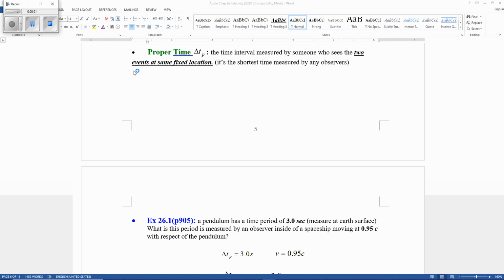Okay, we have a very quick review. Proper time, I use delta tP. The proper time is time measured by someone who sees the two events at the same location. The two things happen at the same location. The proper time is always the shortest time measured by anyone.